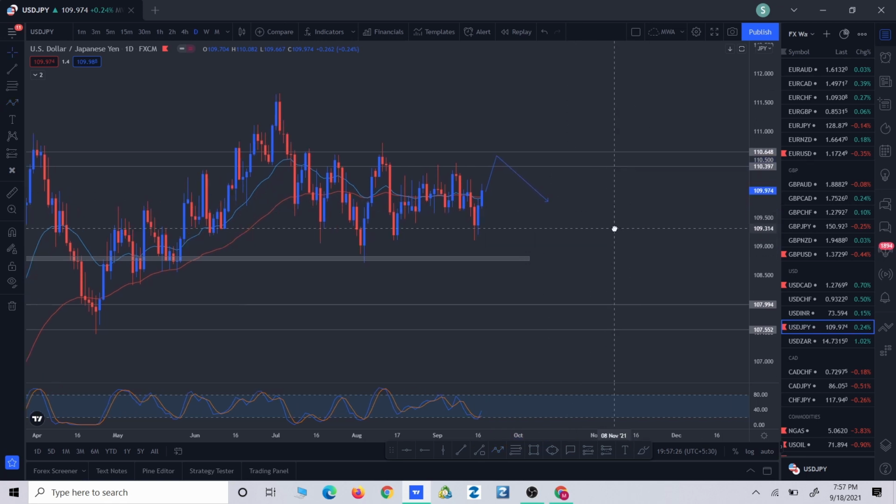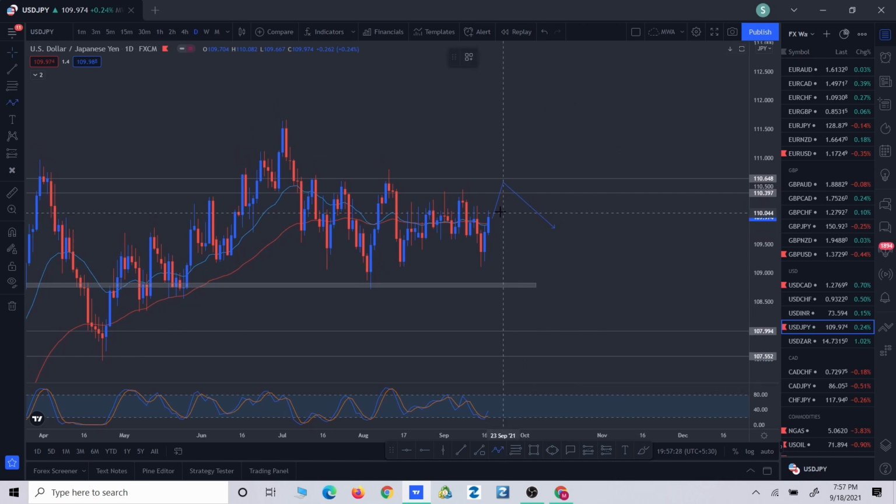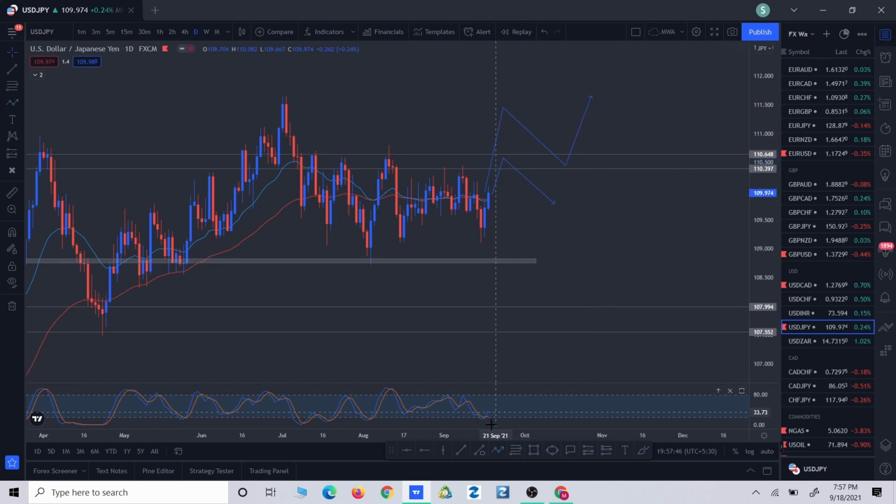This is going to be the first setup. The second setup is if the price keeps going higher and gives us a break and close above all these highs, then we can wait for a pullback in the recent broken zone, and then look for some kind of indications to go long. This is going to be the second possibility.